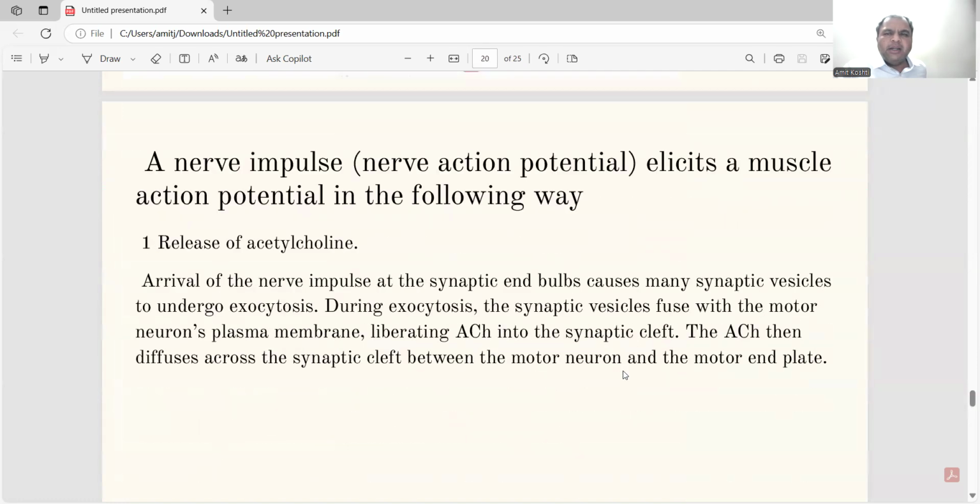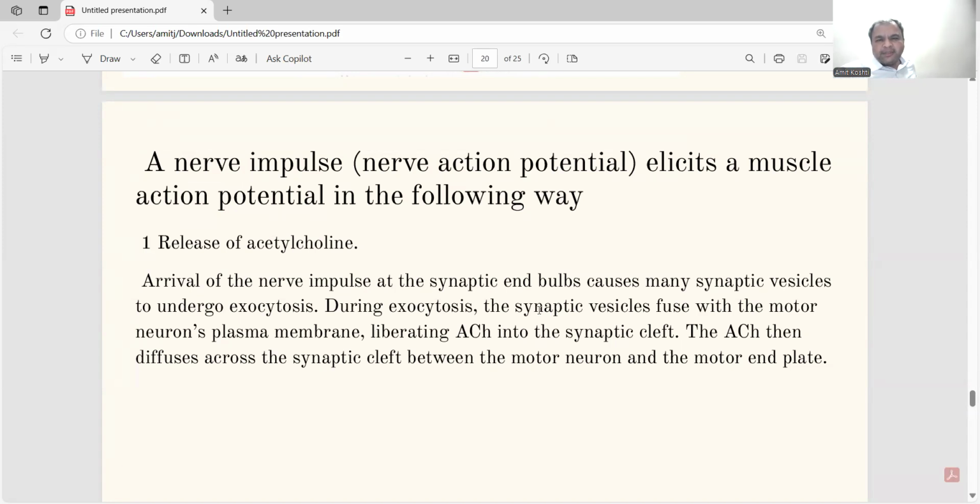Now, a nerve impulse elicits a muscle action potential. How does it send a message that elicits the muscle action potential? That mechanism is given here. Number one, release of acetylcholine. Arrival of the nerve impulse at the synaptic end bulbs causes many synaptic vesicles to undergo exocytosis. What is exocytosis? We say cell vomiting. So it carries out the exocytosis.